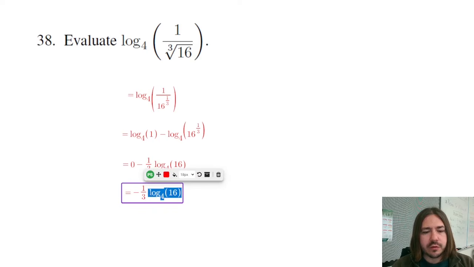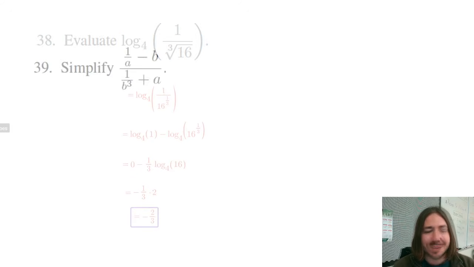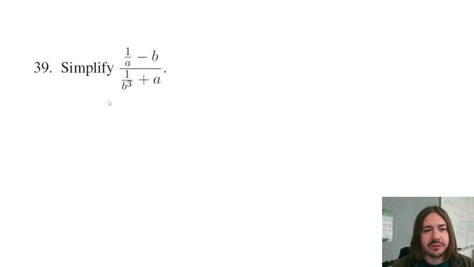Now, log base 4 of 16, you want to ask yourself, 4 to what power is 16? And that's going to be 2. So we have negative 1/3 times 2, which is going to be negative 2/3. And that's it for number 38. Number 39 says simplify, and then we've got this expression here with a bunch of fractions.